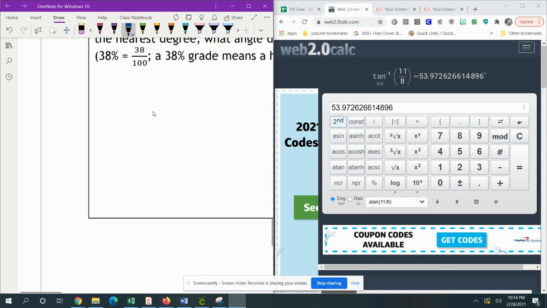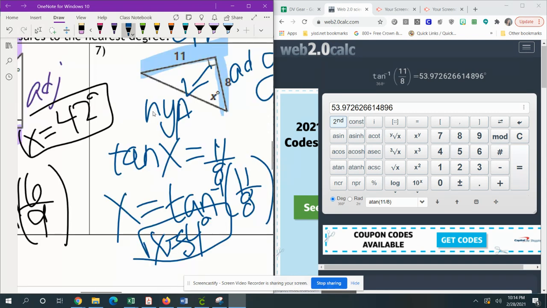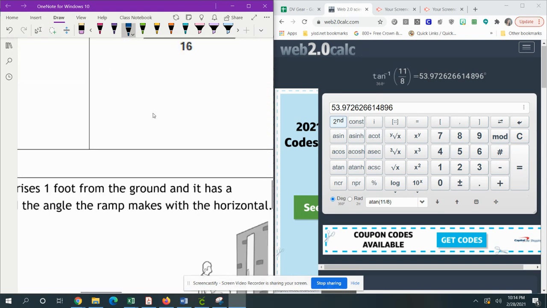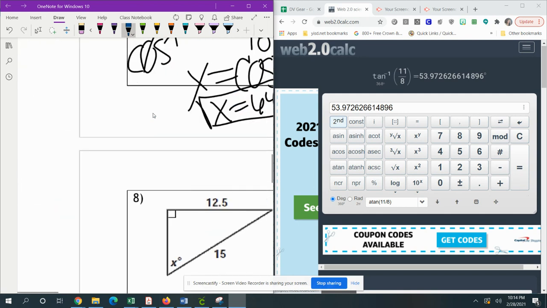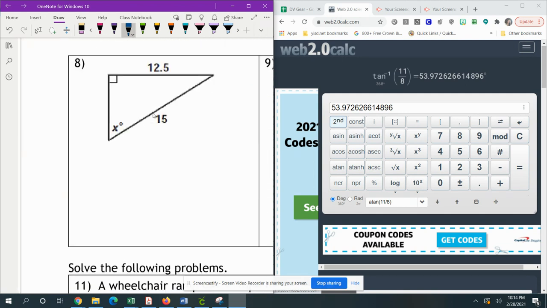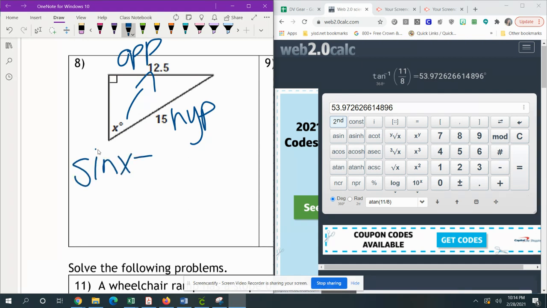Okay, so let's see the next one. Okay, number 8. So here's the next one. Here's an angle. This one is opposite the angle, and this one is my hypotenuse. So opposite and hypotenuse is going to be sine. So we write sine of x equals the opposite, which is 12.5, over the hypotenuse, which is 15.